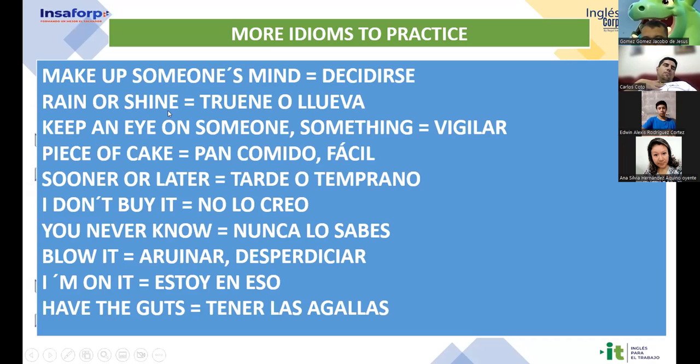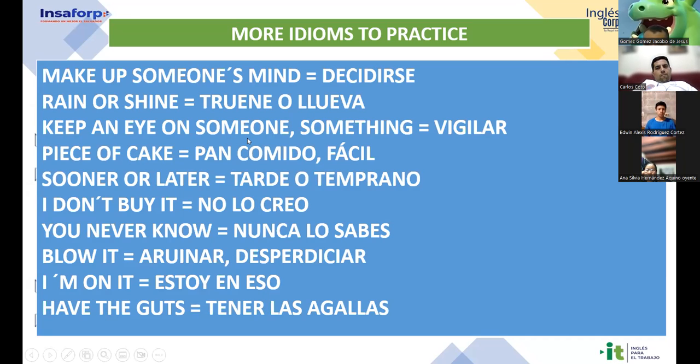You can say rain or shine. Okay, we use it, right? I use this very often, but in Spanish, of course. Keep an eye on someone. When you say someone, you can say the name of the person, or the noun. For example, you can say, keep an eye on Carlos. Keep an eye on Edwin.